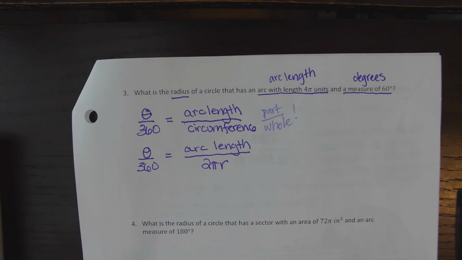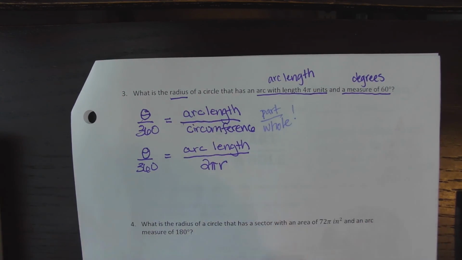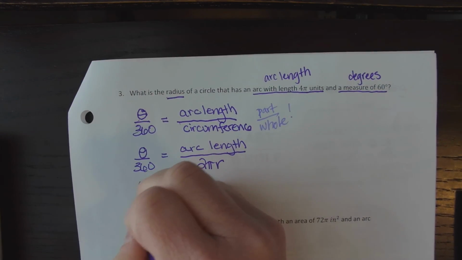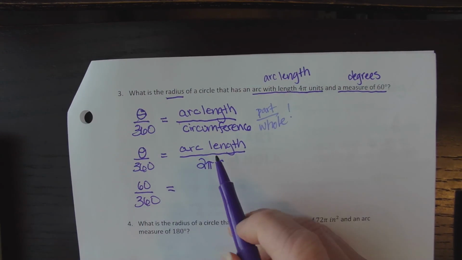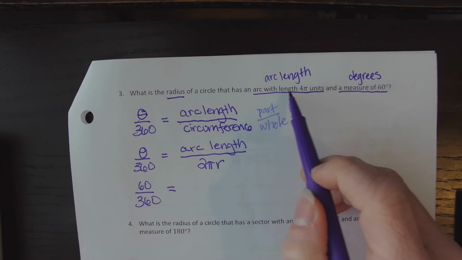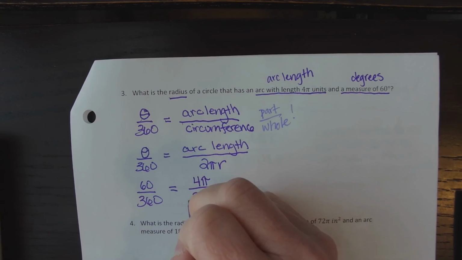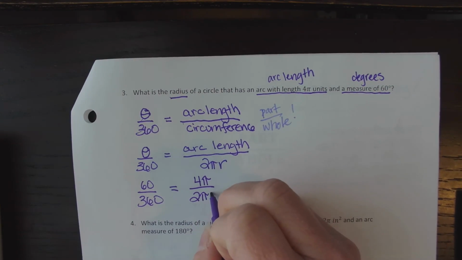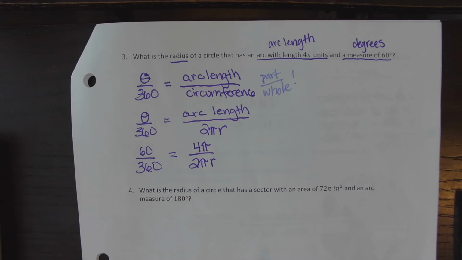I'm going to plug in my numbers. It tells me what theta is. 60. So 60 over 360 is equal to, well, the arc length, I do know that also, 4 pi over 2 pi r. And then r is actually our variable. We're trying to find the radius.